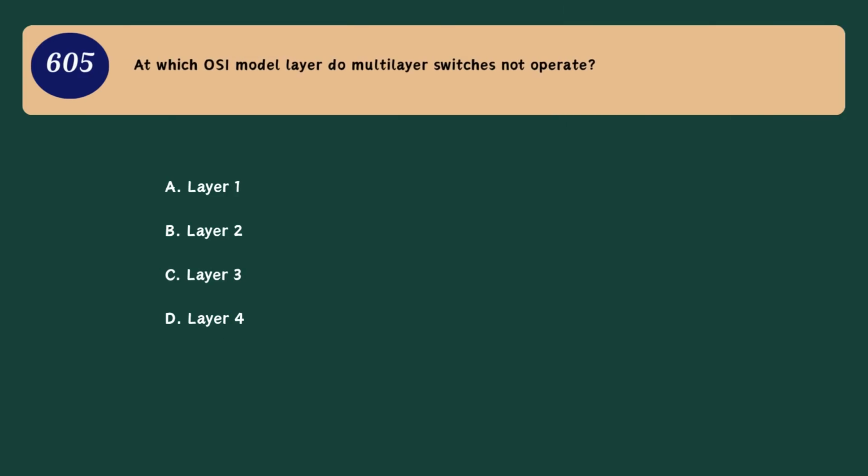Question 605. At which OSI model layer do multi-layer switches not operate? A. Layer 1. B. Layer 2. C. Layer 3. D. Layer 4.